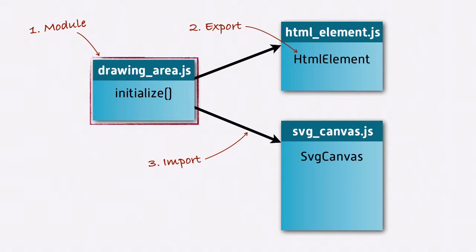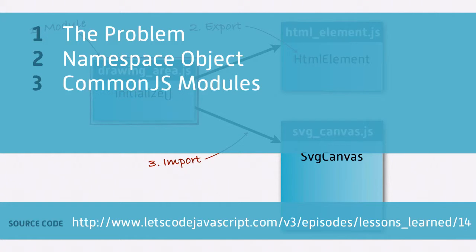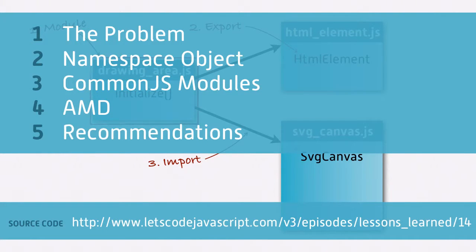Hi everyone, my name is James Shore and this is Let's Code Test-Driven JavaScript. I'm here with my lessons learned about front-end modularity. In this episode, we're going to take a thorough look at the options available for modularity in browser-side JavaScript. We'll start with a review of the problem that modules solve, then consider 3 solutions. We'll look at using a global namespace object, the CommonJS modules format, and AMD. I'll close with a comparison of each approach and my recommendations. You can find example source code for each approach at the link on your screen.